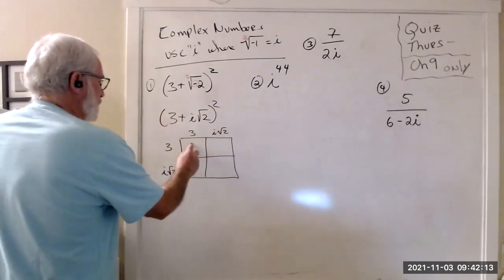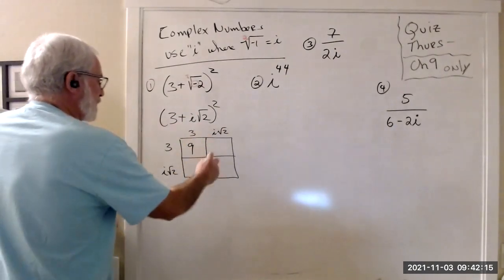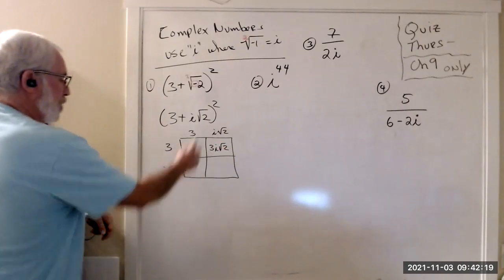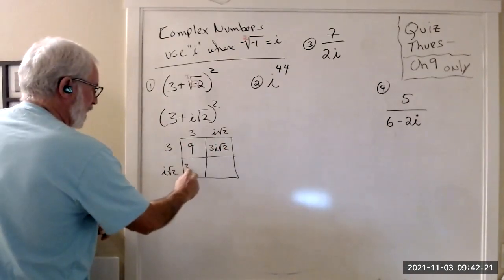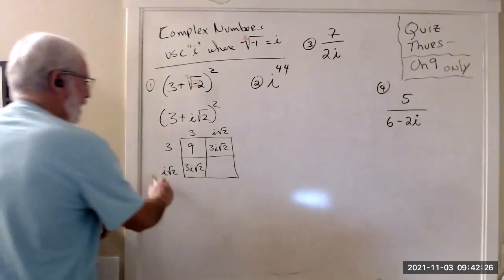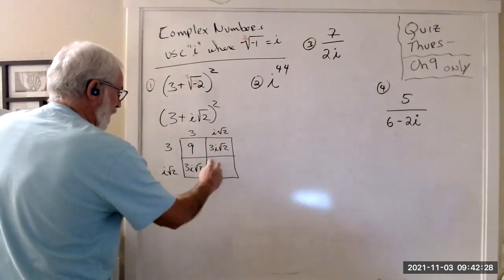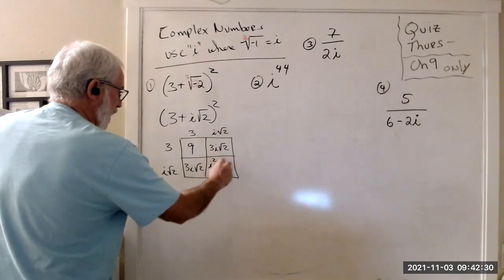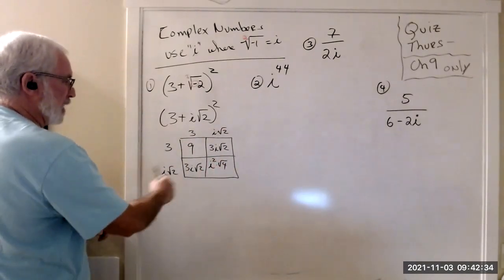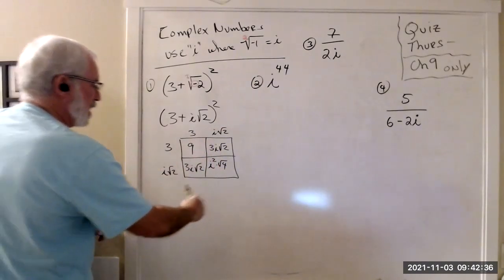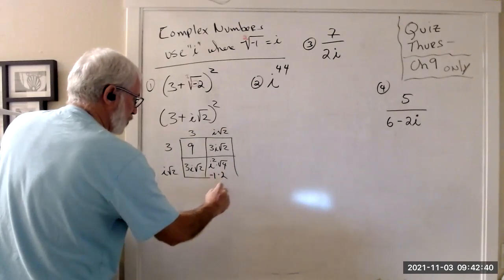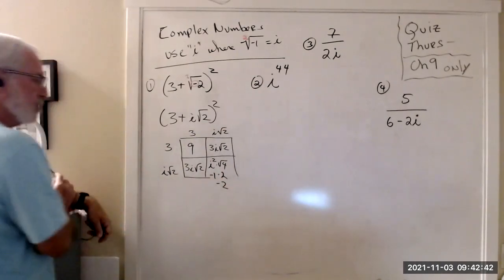Okay, so 3 times 3 is 9. 3 times i is 3i radical 2. i times 3 is 3i radical 2. And i times that is i squared radical 4. Because we're doing the outside, outside, inside, inside, which becomes -1 times 2, which becomes -2.